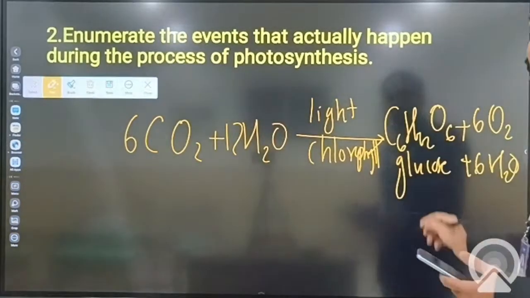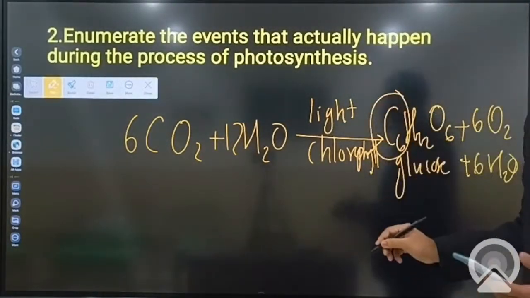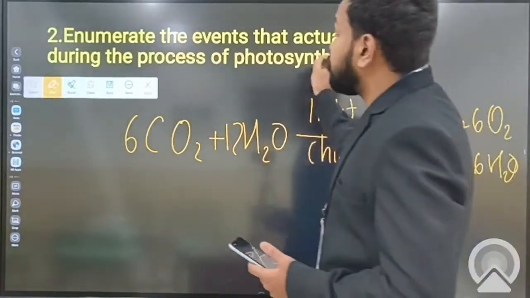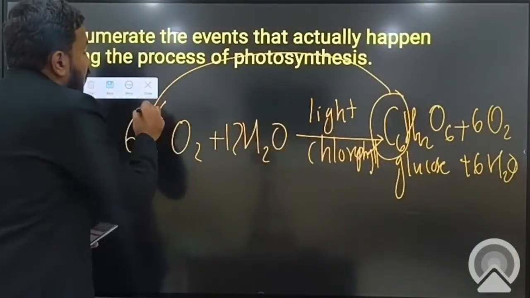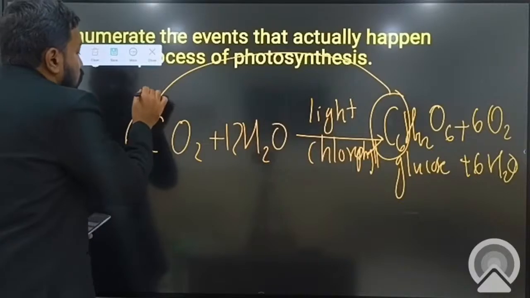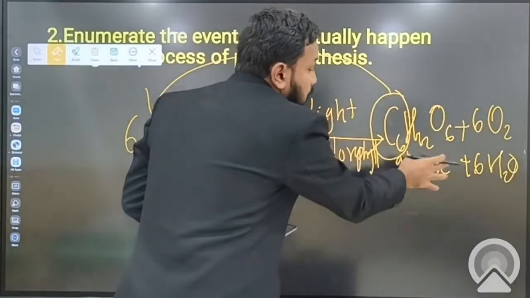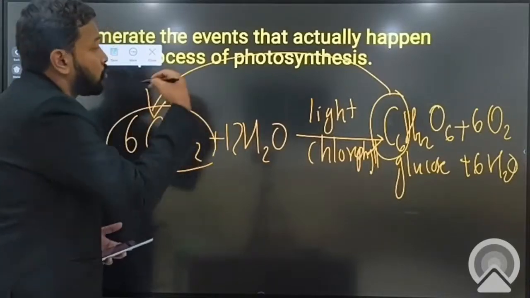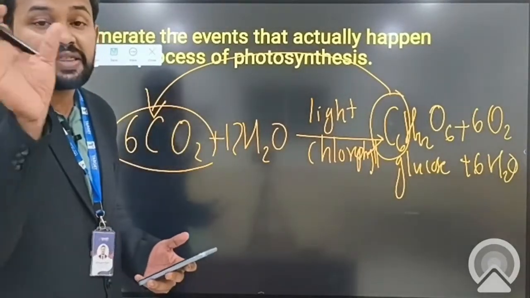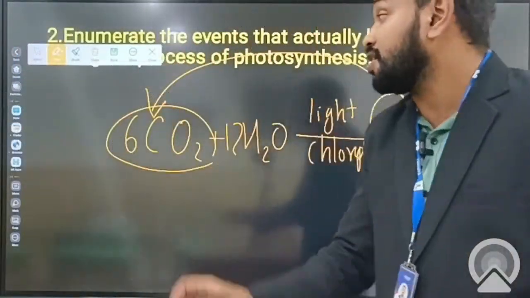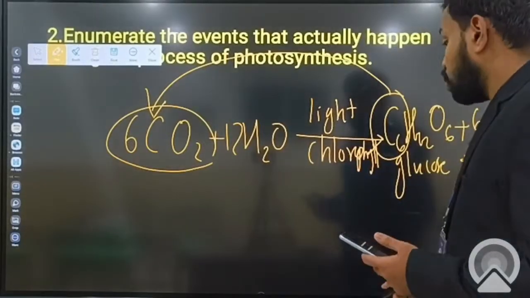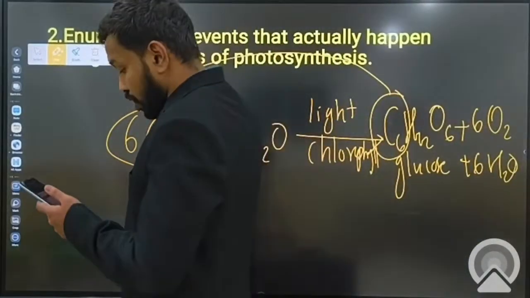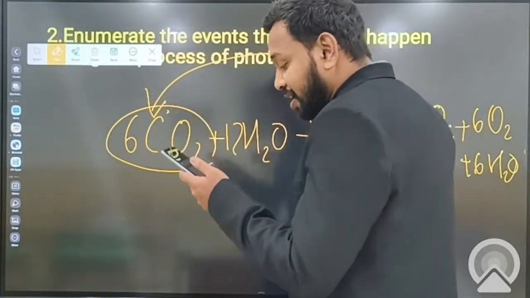Here, the 6 carbons that are present in the glucose are formed from the carbon of CO2. Okay, these are the 3 events that take place during photosynthesis. Is it clear? Fatima, is it clear?